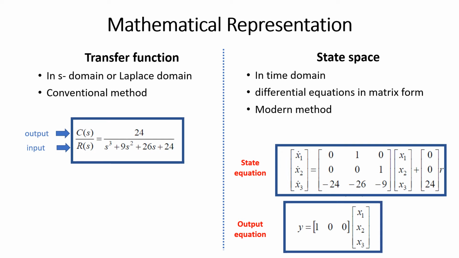As humans start to explore space, they found that conventional method is not enough to represent their system. So they have invented state space method. State space is in time domain. Basically, it is differential equations arranged in matrix form. It consists of state equation and output equation. This is an example of state space representations of a third order system. I will explain this in detail in the next slide.